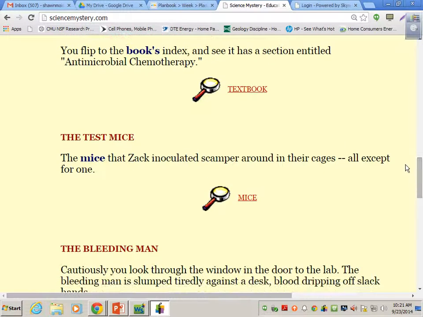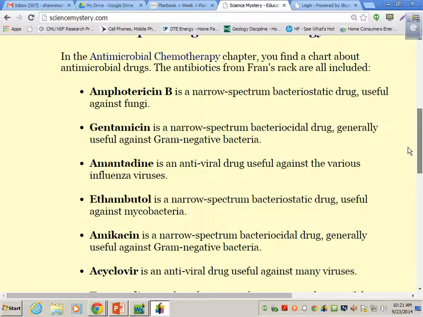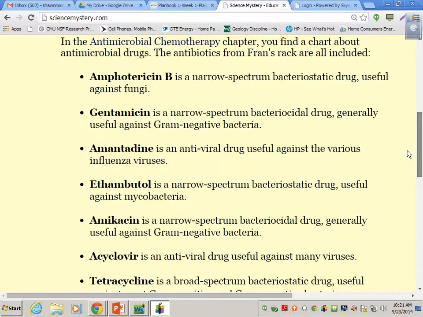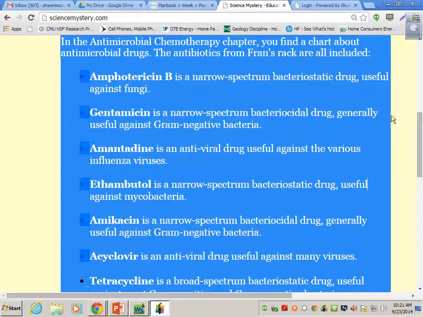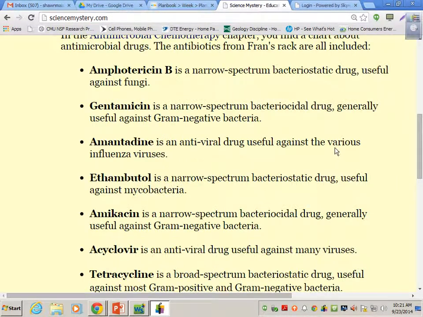The biology text. You flip to the book's index and see it has a section entitled Antimicrobial Chemotherapy. You flip through the microbiology book. In the antimicrobial chemotherapy chapter, you find a chart about antimicrobial drugs. The antibiotics from Fran's rack are all included. So, this is where you're really going to want to pay attention because you have a bunch of different drugs, and only one of them is the one you're going to give the bleeding guy in a little bit.